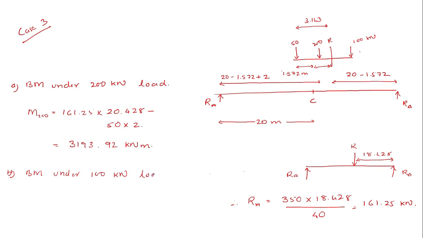Now the second case, BM under 100 kilonewton load need not be taken, since it will anyway be lesser. Okay, so this need not be recorded. If you try to subtract it, it will become very less. So as such, you got these values. So from here you can get 3193.92.